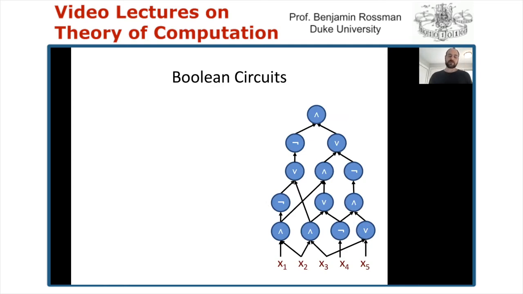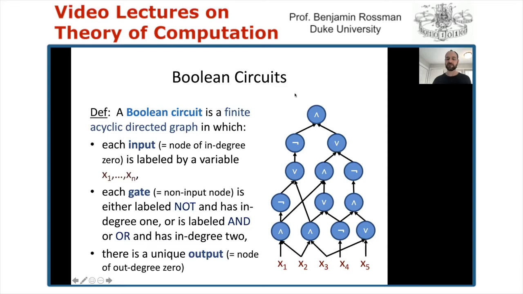So the model of computation that we study for computing Boolean functions are Boolean circuits. You see here a circuit depicted on the right. A circuit is comprised of AND, OR, and NOT gates, and the inputs are just the coordinates of the string. The way we would formally define a Boolean circuit is as follows. A finite acyclic directed graph in which each input is labeled by a variable, each gate is either NOT, AND, OR.